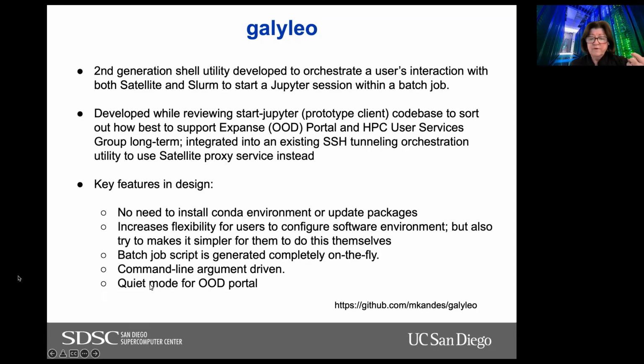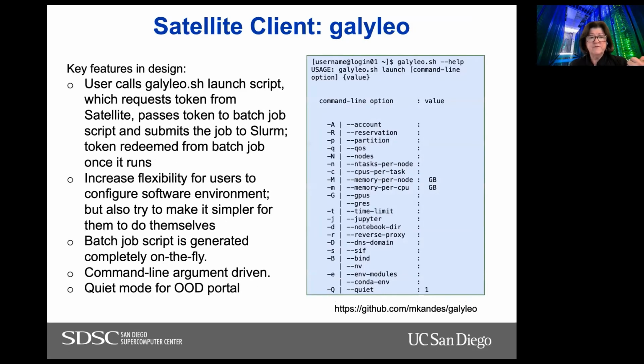And you can use it, it's used behind the OOD, the Expanse user portal. So the key features: you just use the Galileo launch script and you pass some arguments to it. And if you need help, all of the options: the account, the reservation, if you're using some reserved queue, the number of nodes, the memory, standard things that you would ask for an interactive command, you also would ask in this request. And if you have any particular environment variables, there's a default group that you might want to always pass. So it's very flexible, and Marty's continually adding to the features.